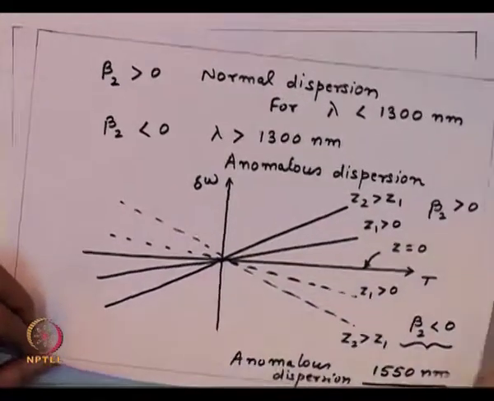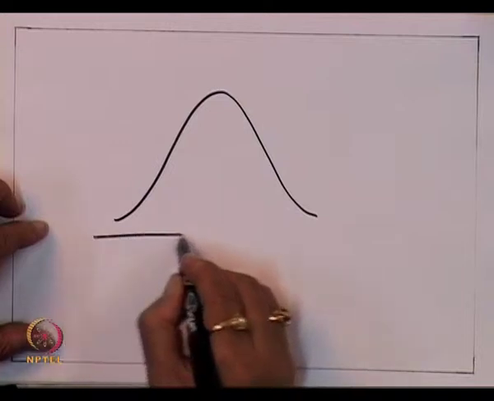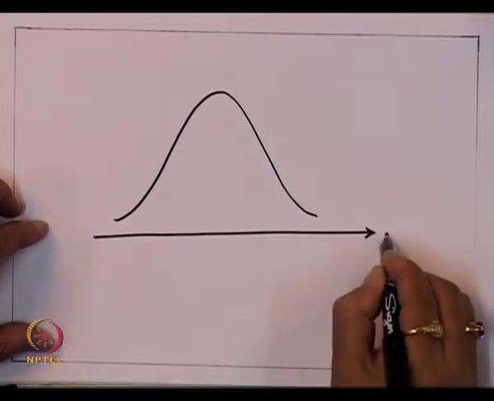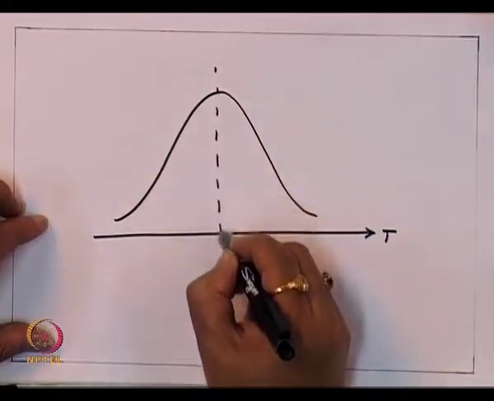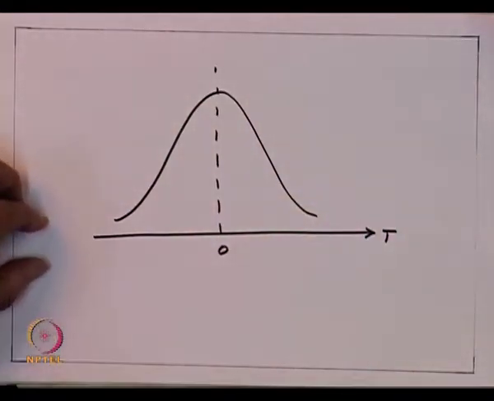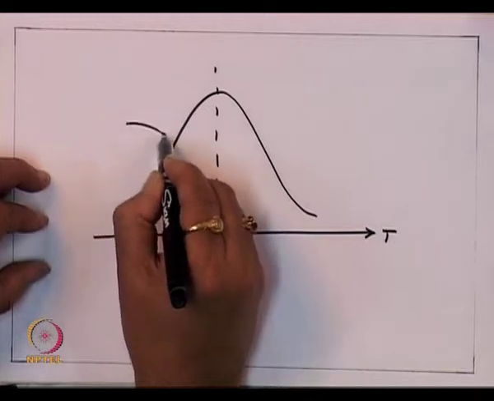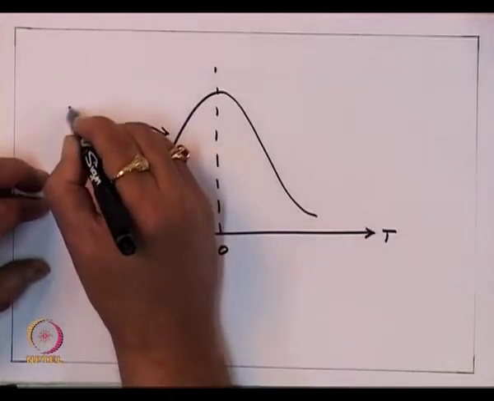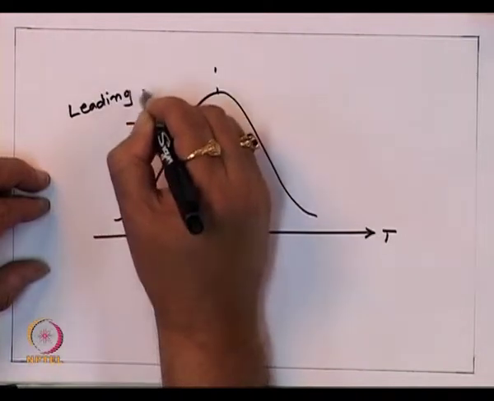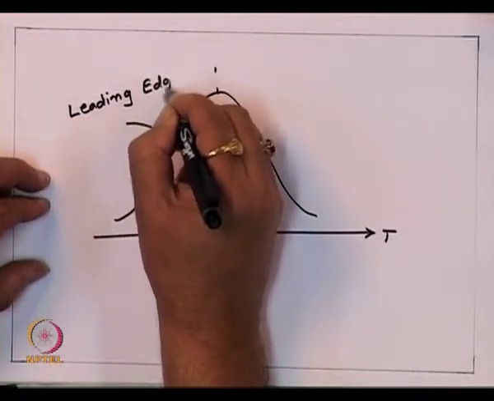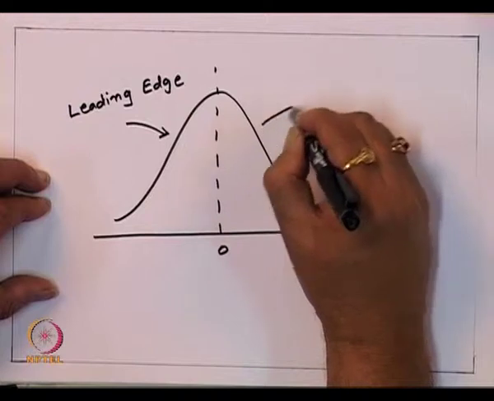What this means is that if I consider now a pulse which is like that, and this is the time, this is the center which is capital T equal to 0. So, this is the pulse edge which is the leading edge of the pulse, and this is the trailing edge of the pulse.